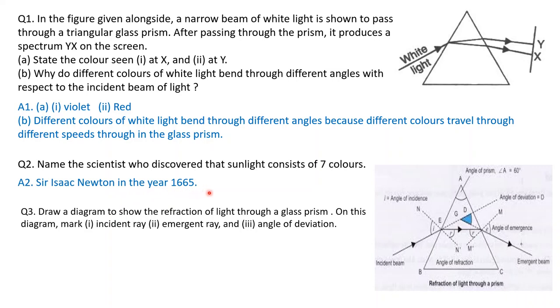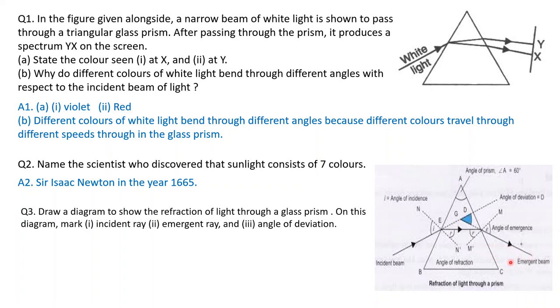Question number 3. Draw a diagram to show the refraction of light through a glass prism. On this you have to mark the incident ray, emergent ray, and angle of deviation. So as you can see here, this ray is the incident ray or incident beam. Then it gets refracted, and then again on the second surface of the prism it is refracted again, and when it is coming out from the prism, moving from the denser to the rarer medium, it is called the emergent ray.